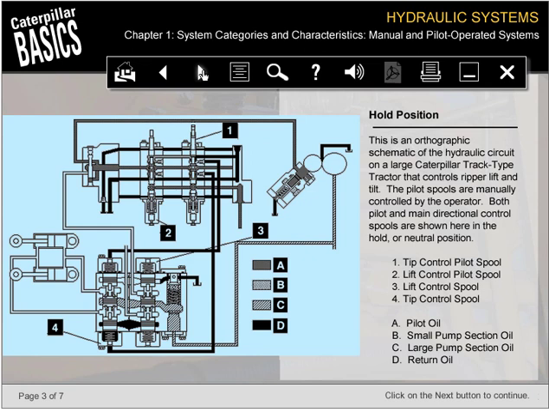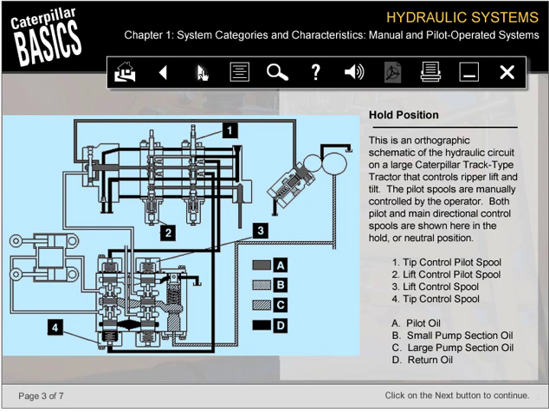Number 1 is the tip control pilot spool. Number 2, the lift control pilot spool. 3, the lift control spool. And 4, the tip control spool. To trace fluid flow in this position, pay close attention to the legend in the lower right corner.